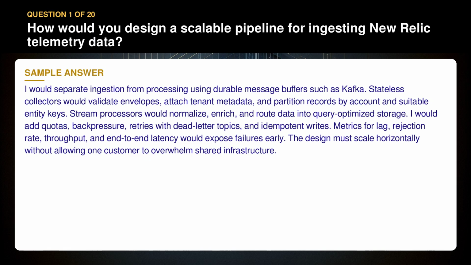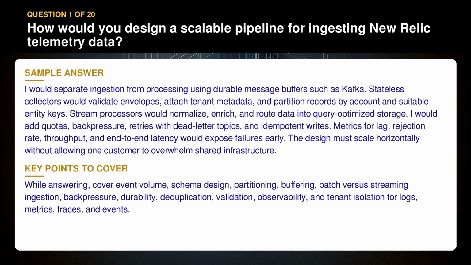I would add quotas, backpressure, retries with dead letter topics, and idempotent writes. Metrics for lag, rejection rate, throughput, and end-to-end latency would expose failures early. The design must scale horizontally without allowing one customer to overwhelm shared infrastructure. While answering, cover event volume, schema design, partitioning, buffering, batch versus streaming ingestion, backpressure, durability, deduplication, validation, observability, and tenant isolation for logs, metrics, traces, and events.